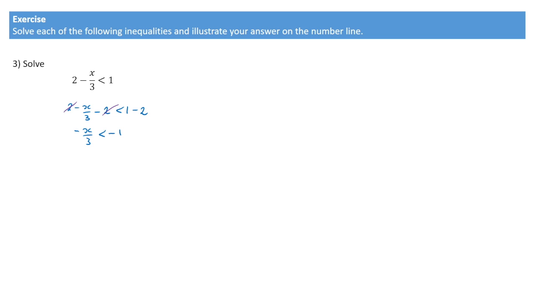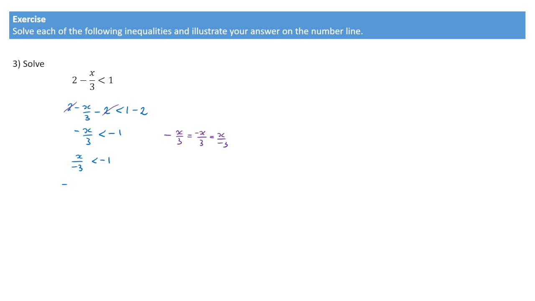And now it's important to notice that whether we write negative x over 3 or x over negative 3, these are all equivalent notations. So we can go ahead and think of this inequality as x over negative 3 less than negative 1. And this often just makes our life a little easier. Now we can see that x is being divided by negative 3. So to get rid of that negative 3, we're going to multiply both sides by negative 3. But careful, we're multiplying by a negative now, so we must reverse the inequality symbol.